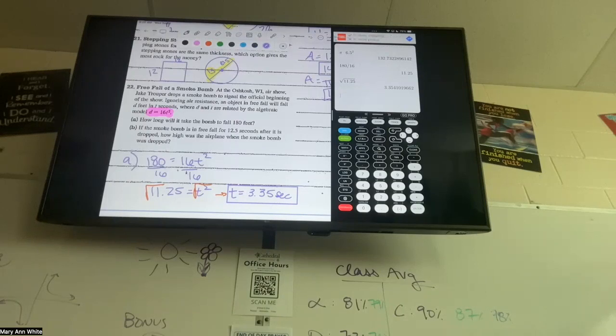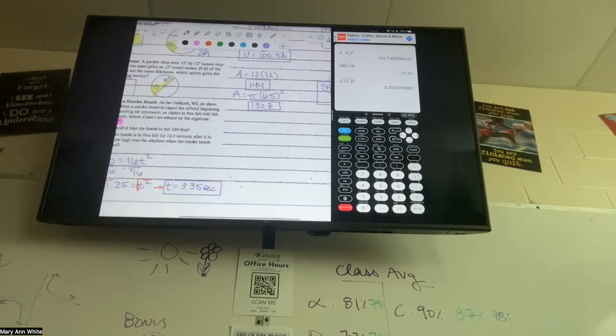All right, feeling okay with that? All right, let's do letter B. It says if the smoke bomb is in free fall for 12.5 seconds after it is dropped, how high was the airplane when the smoke bomb was dropped? Where do I put that 12.5? In for T. Awesome. Do it.